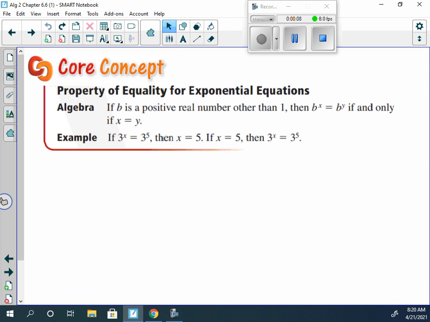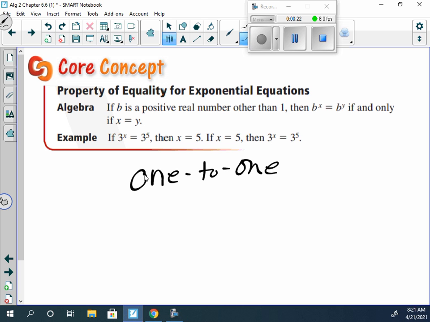So what we're covering today is the property of equality for exponential equations. I'm going to refer to it as the 1-to-1 property, because some books call it that, and some books call it the property of equality for exponential equations, or property of equality. Equality means equal to. So we're talking about them being equal in a way, shape, or form.